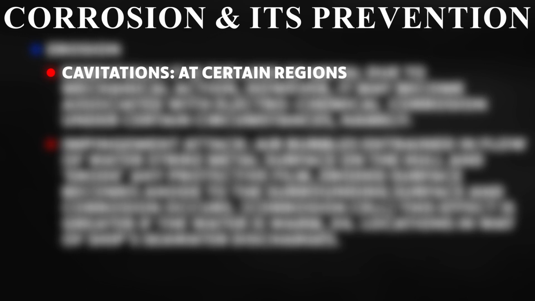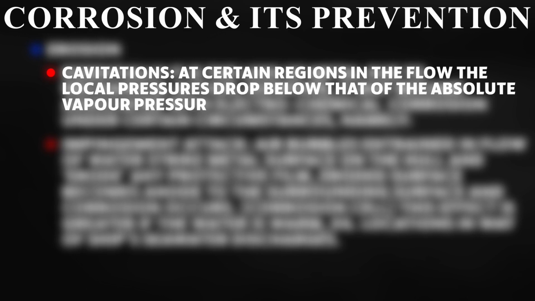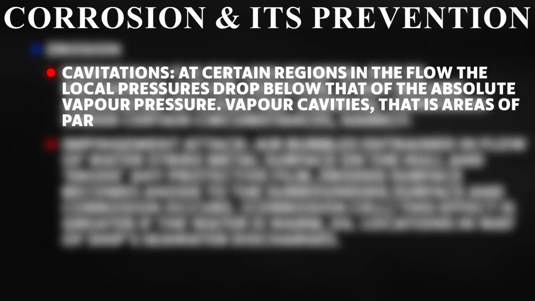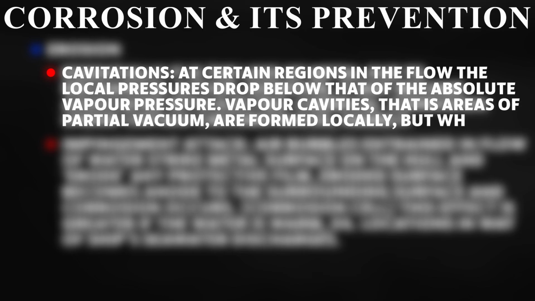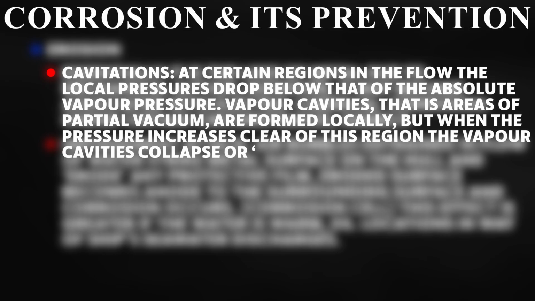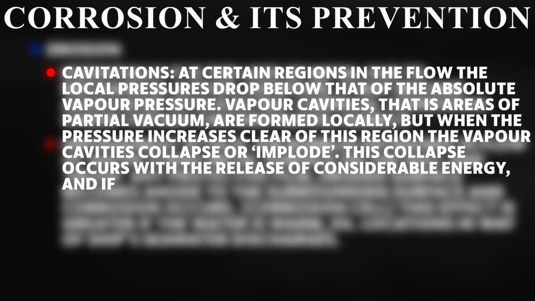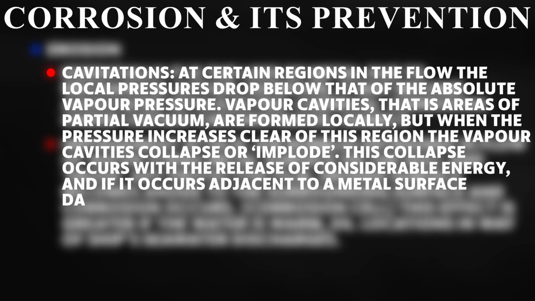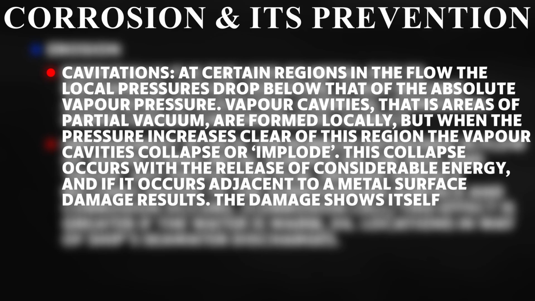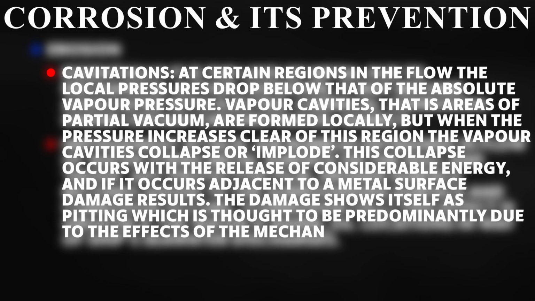Cavitation. At certain regions in the flow, the local pressures drop below the absolute vapor pressure. Vapor cavities, that is, areas of partial vacuum, are formed locally. But when the pressure increases clear of this region, the vapor cavities collapse or implode. This collapse occurs with the release of considerable energy, and if it occurs adjacent to a metal surface, damage results. The damage shows itself as pitting, which is thought to be predominantly due to the effects of the mechanical damage.